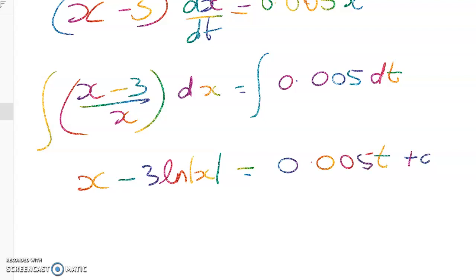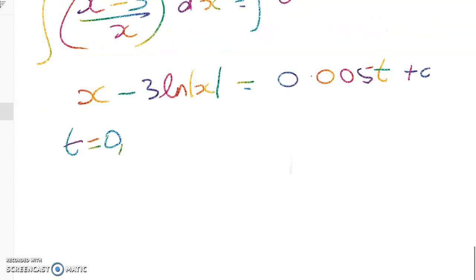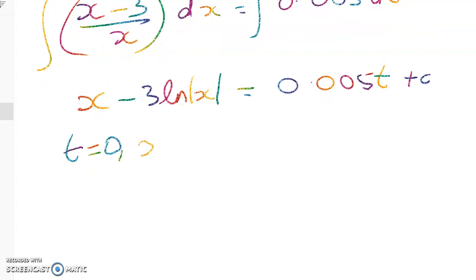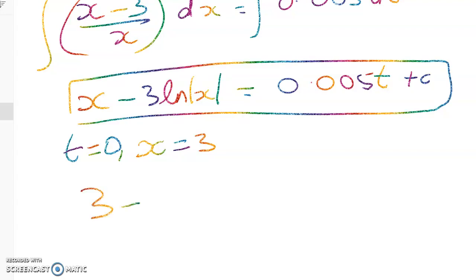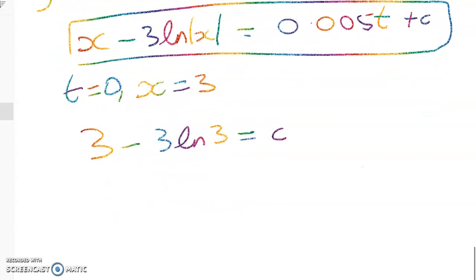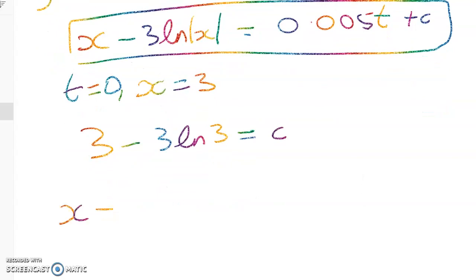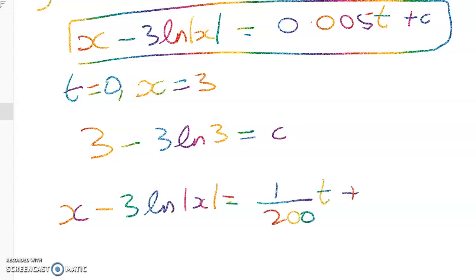Now we're told that at t equals 0, what are we told? Hang on, just have to go back up and check. Okay, we're told that when t equals 0, x equals 3, and we actually could have figured that out for ourselves from the facts, but they gave us that. So we're going to substitute this into here, and we get 3 minus 3 log 3 is equal to c. So putting that back in, we get x minus 3 log x is equal to 1 over 200 t plus 3 minus 3 log 3.